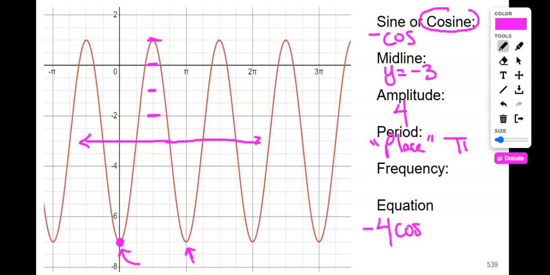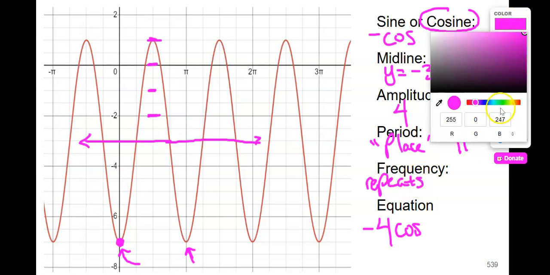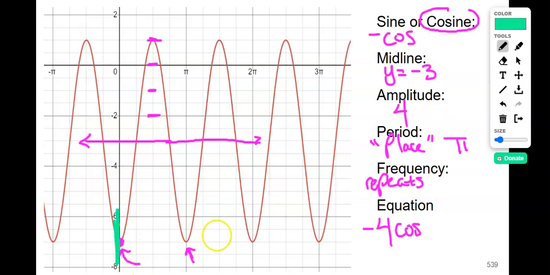P does not go in your formula. Remember, your formula is AFM. This frequency is actually pretty easy. We won't need the formula. Frequency is how many times it does what? Repeats. But it's going to repeat to infinity. It's how many times it repeats between 0 and what? Nice job. Between 0 and 2 pi.